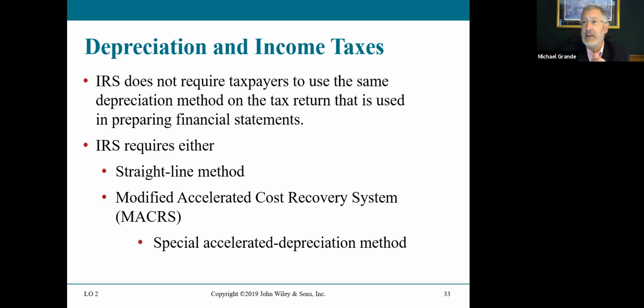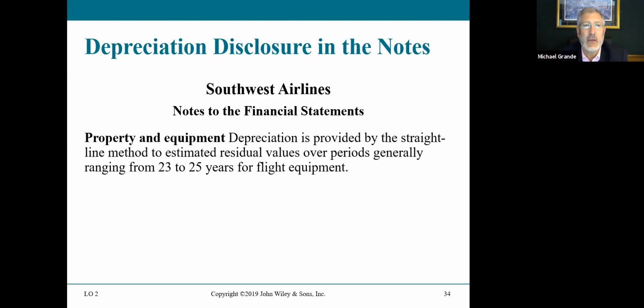The point being here that there is a difference between book and tax. Book depreciation is financial accounting depreciation, which we just looked at. Tax depreciation is prescribed by the IRS, and there is always a difference between the two. In other words, two sets of books, two sets of calculations. Here is a footnote example. You can read that. It's for Southwest Airlines.